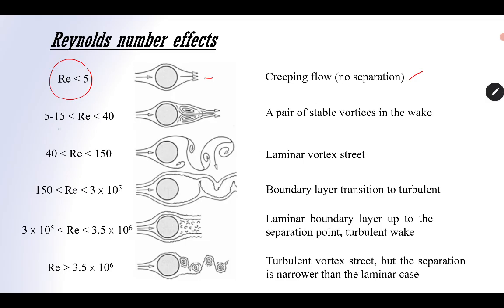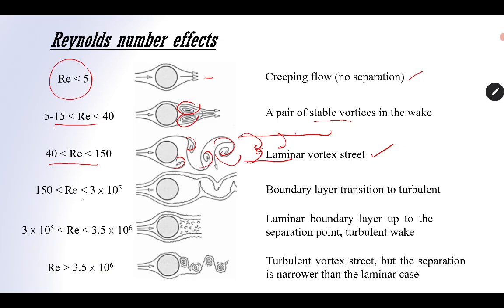When we increase the Reynolds number from 5 to around 15 to 40, we have a pair of stable vortices in the wake. We have a pair of vortices here, but still in a symmetric condition. Then when we increase the number, the laminar vortex street starts to generate, but it is still laminar. Along the flow, we still have a similar pattern of vortices.